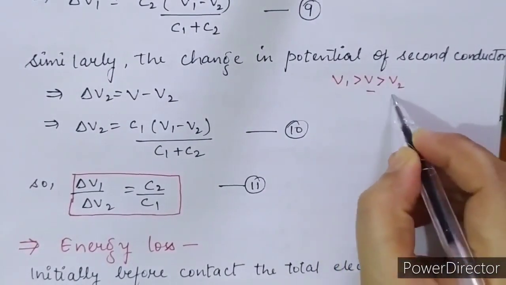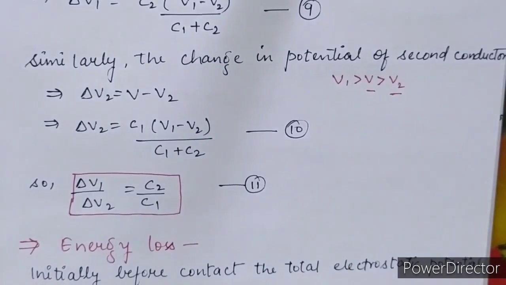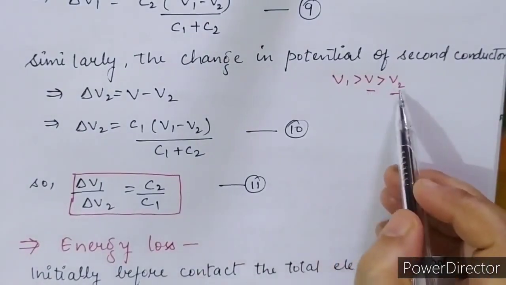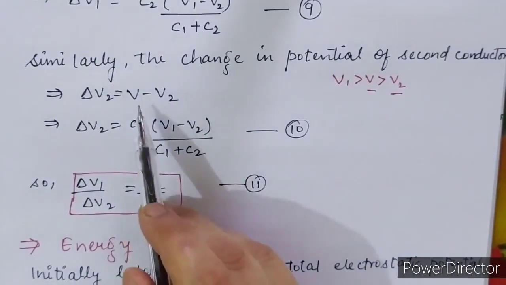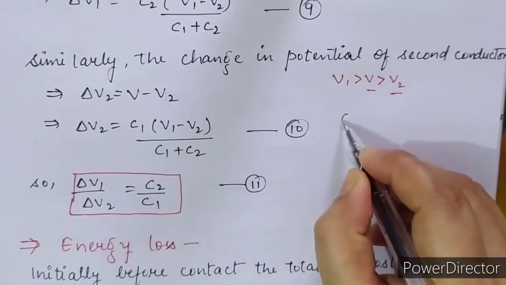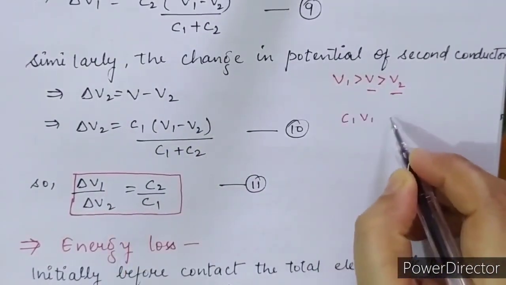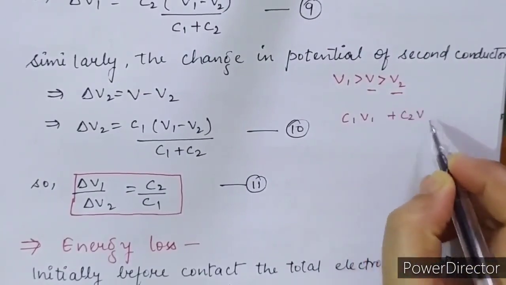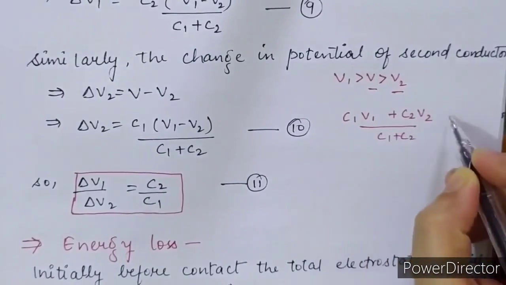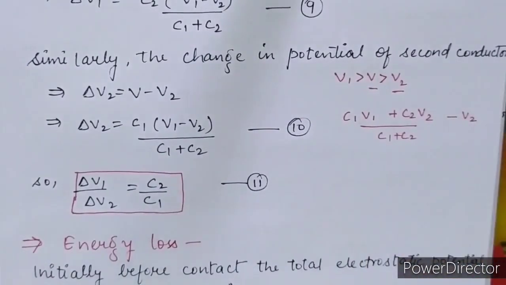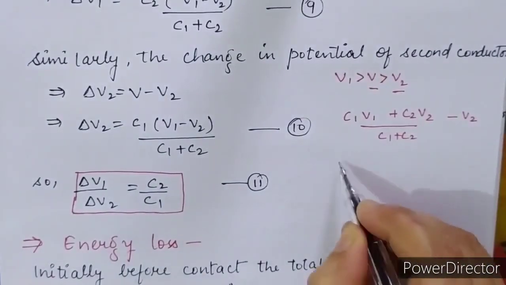Here V1 is greater than V2. So for change, greater minus small, V minus V2. V has a value (C1 V1 plus C2 V2) divided by (C1 plus C2), minus V2. Take LCM. Directly I am solving it out.